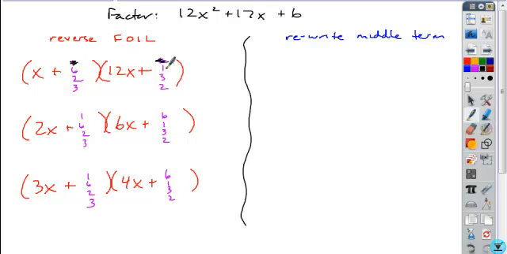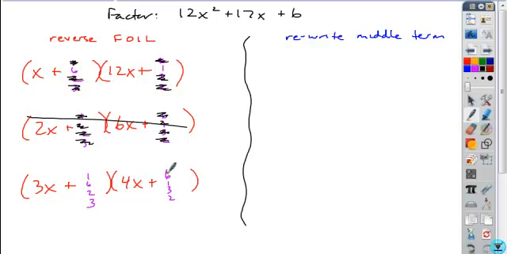x plus 6 and 12x plus 1 I have to leave. That's a possibility. 12x plus 3, though, is not. 12x plus 2 is not. When I look here, 6x plus 6 is not. 2x plus 6, not going to be. 6x plus 3, no. And 6x plus 2, no. So I eliminated all of those.